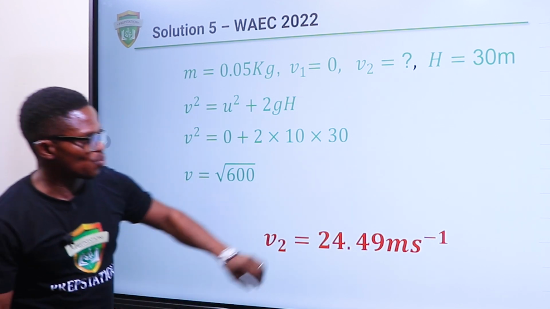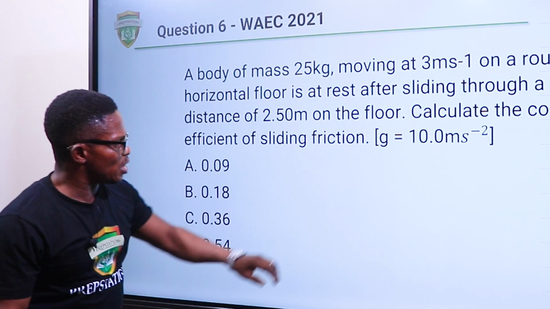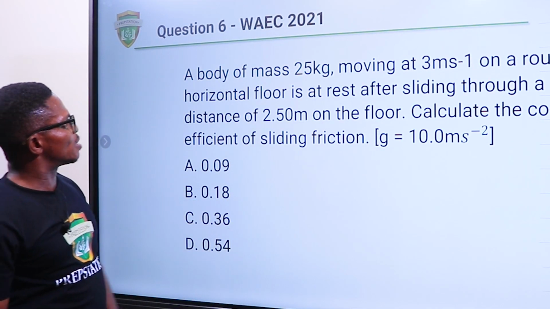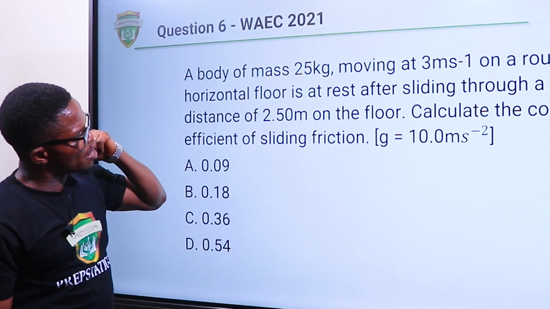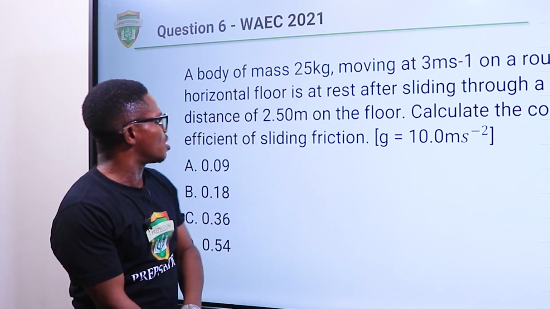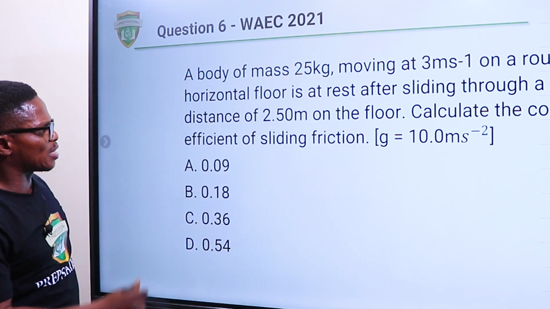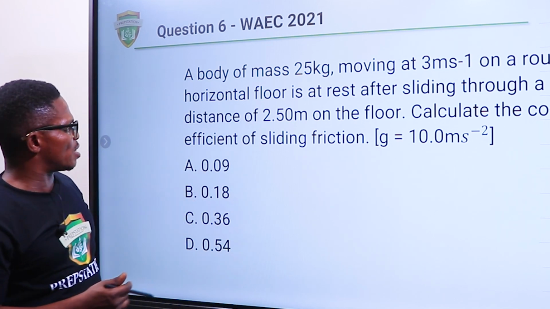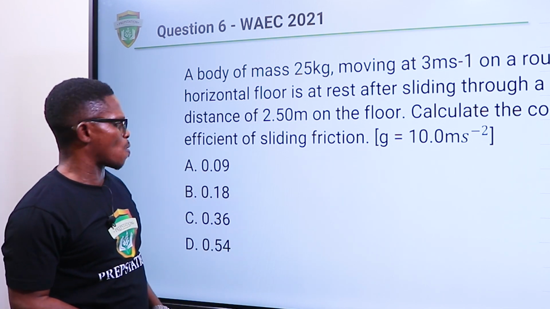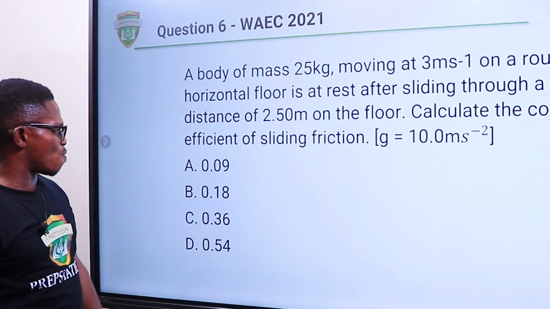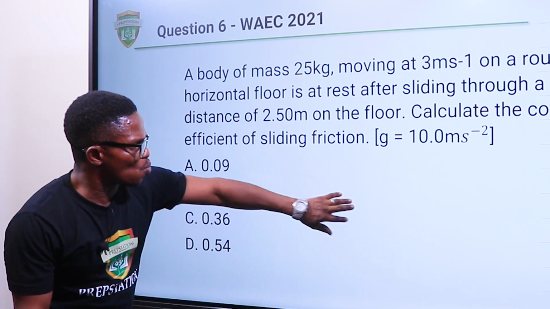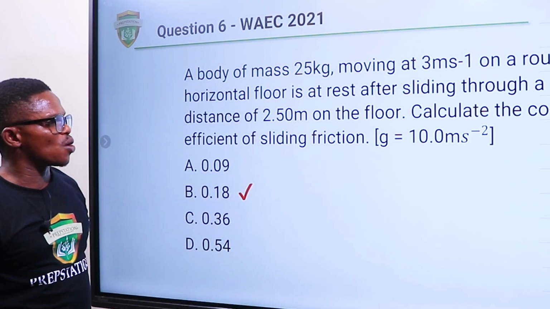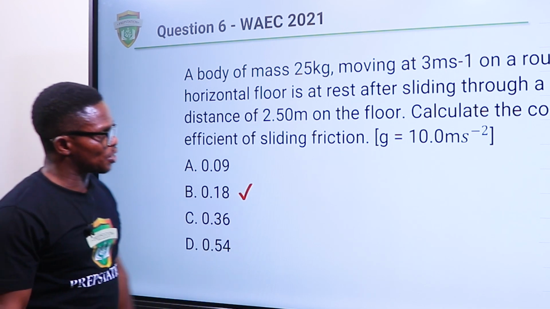I believe this is very sweet and simple, and I want to believe you are following me. Question number 6, a body of mass 25 kilograms moving at 3 meters per second on a rough horizontal floor is at rest while sliding through a distance of 2.5 on the floor. Calculate the coefficient of friction. All right, so what will be the answer to this? 0.18.